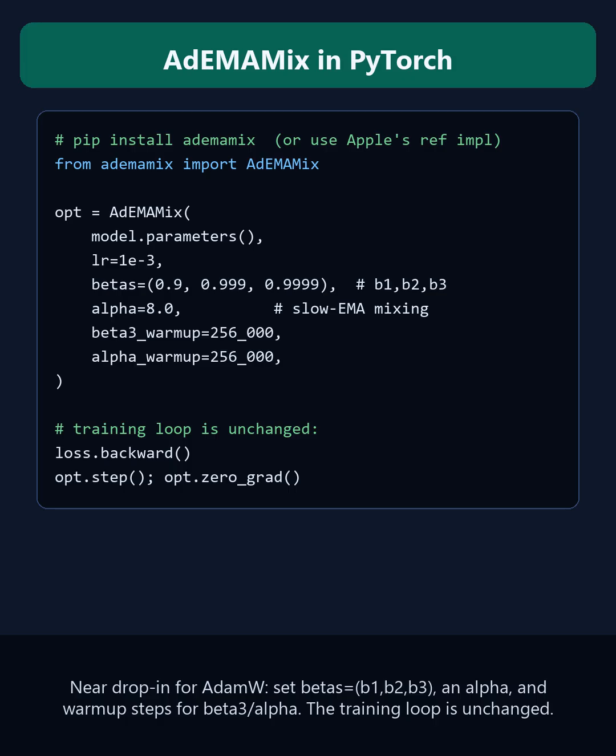In code it is a near drop-in. Apple released a reference implementation, and community versions exist for PyTorch and other frameworks. You swap your optimizer line, set beta 3 and alpha, and provide the warm-up schedule for those two. Everything else, learning rate, weight decay, your training loop, stays exactly the same. If you already use AdamW, migrating is mostly changing a handful of arguments.